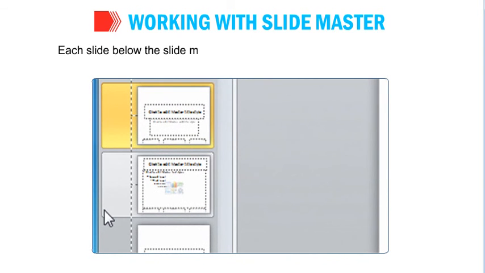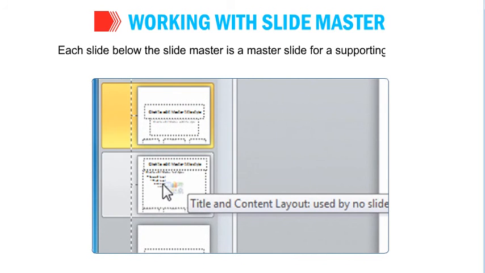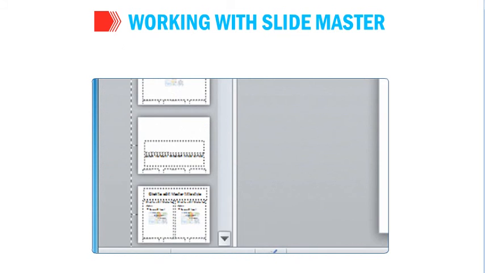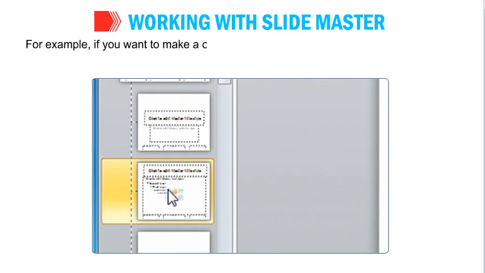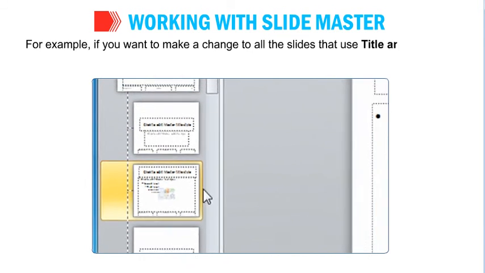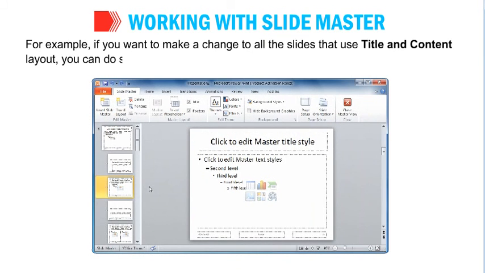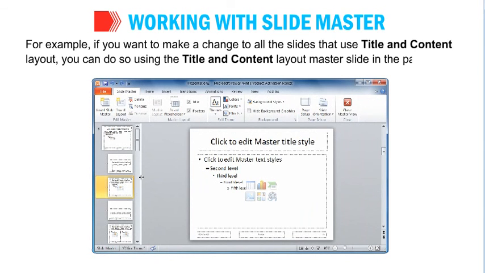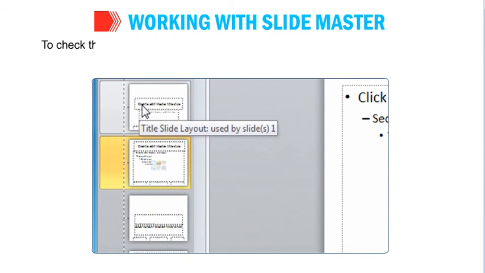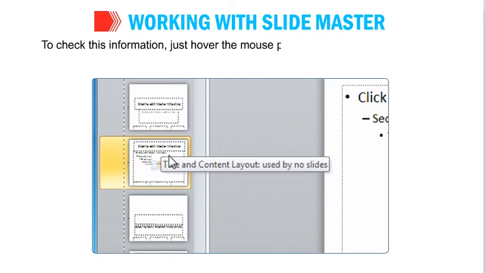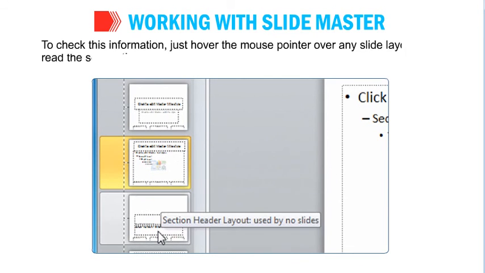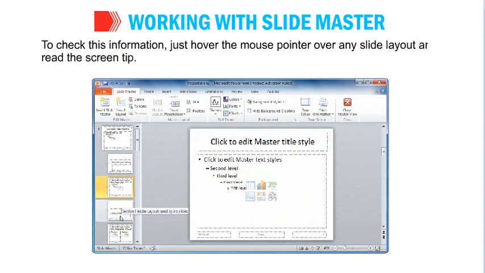Each slide below the Slide Master is a master slide for a supporting layout. For example, if you want to make a change to all the slides that use the Title and Content layout, you can do so using the Title and Content Layout master slide in the pane. To check this information, just hover the mouse pointer over any slide layout and read the screen tip.